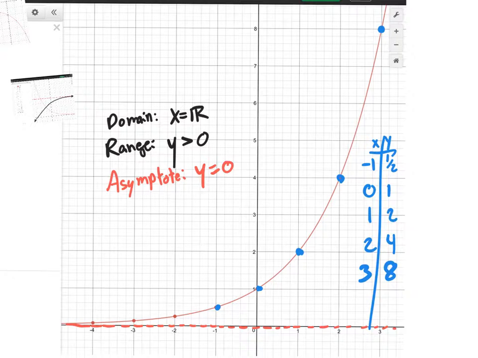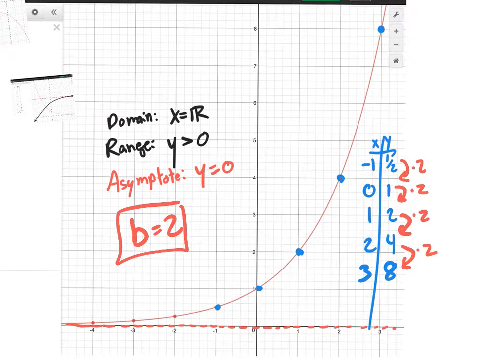If I go 1/2 times 2, that'll give me the 1. And then 1 times 2, that'll give me the 2. And then 2 times 2, that'll give me the 4. And the 4 times 2, that'll give me the 8. So how is it growing? What's the growth factor? 2. So that means that the b value is 2.